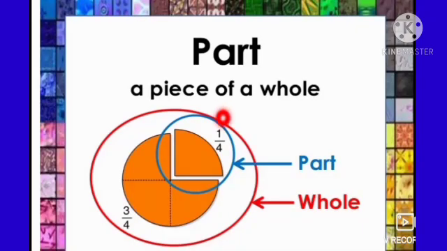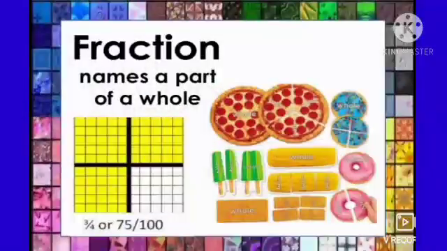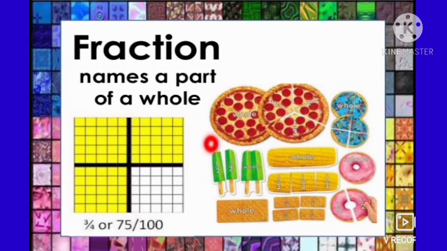Now let us recall the terms. Part, a piece of a whole. Here the complete circle represents the whole and 1 by 4, quarter, represents a piece of a whole, a part. Divide, to separate into parts, to cut off into parts. Fraction, names a part of a whole.